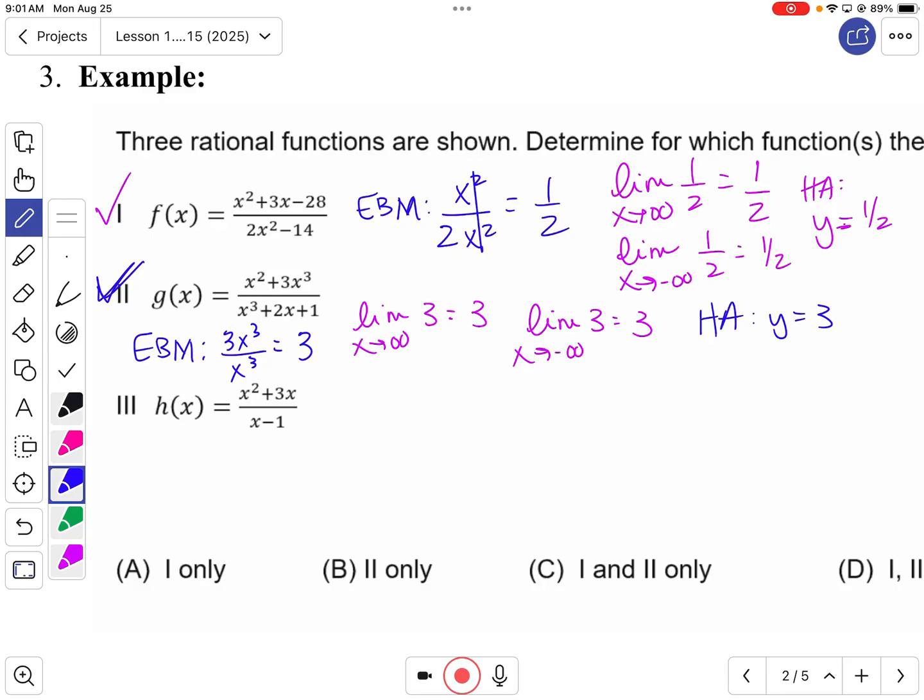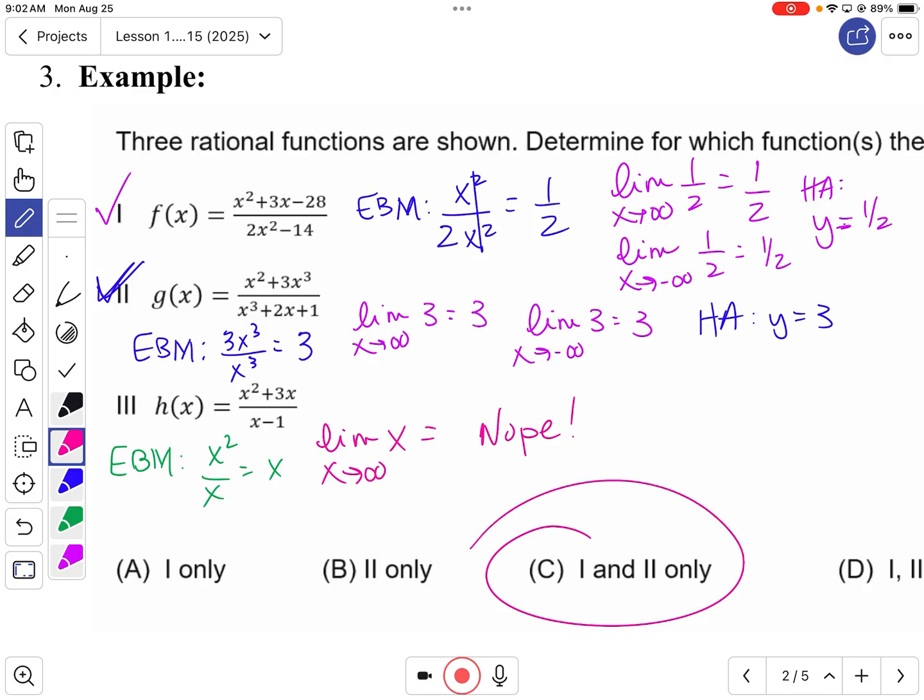Okay, then let's repeat that process for the third one. What would be your end behavior model of h of x? x squared over x, which would simplify to just x. And so now if I take the limit as x approaches infinity of x, okay, direct substitution says I'm going to plug in what I'm substituting, all right? So if I plug in infinity, what would I get? Infinity, so I don't get a number, okay? If I do negative infinity, same thing, right? So is there a horizontal asymptote to that third one? No, okay? It has to equal a number, right? It has to equal a number. And so my answer would be C.